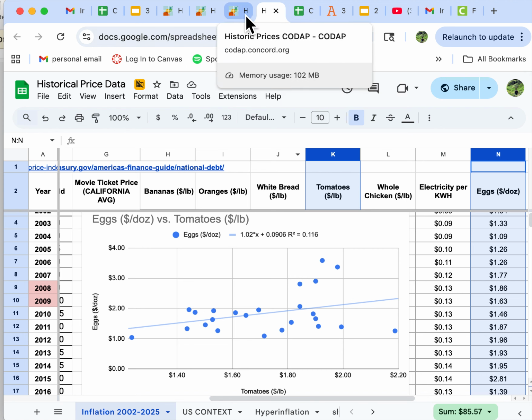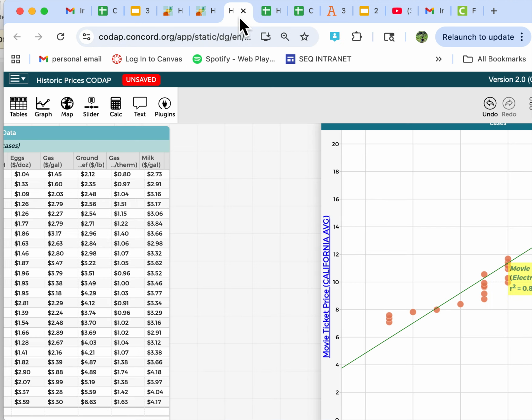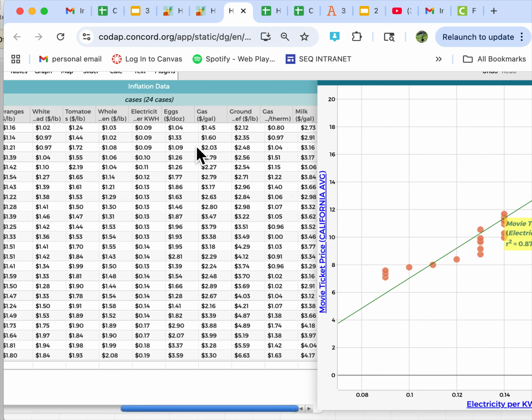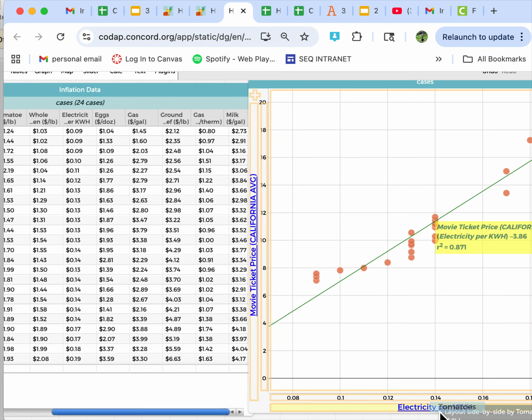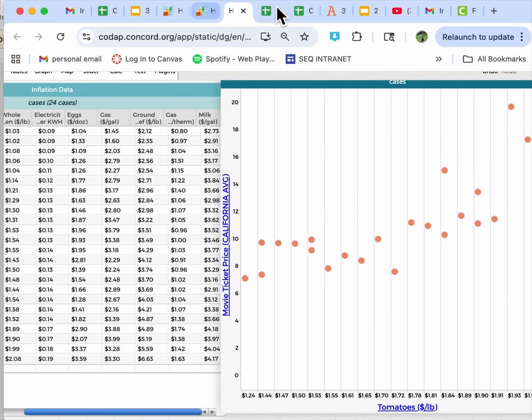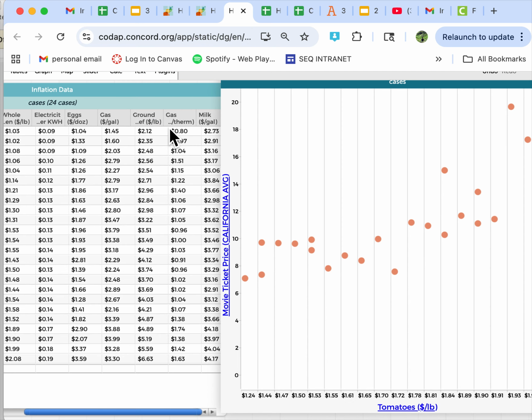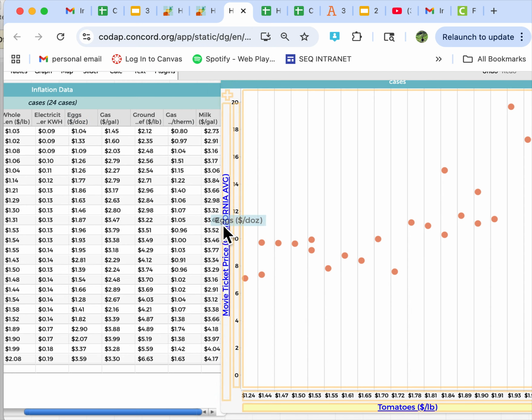It's not significant. If I wanted to look at the historic price data, okay, let's say we put tomatoes here. Wait, which one was on the y? Let me check. Tomatoes on the x and eggs on the y. Okay, so eggs on the y.